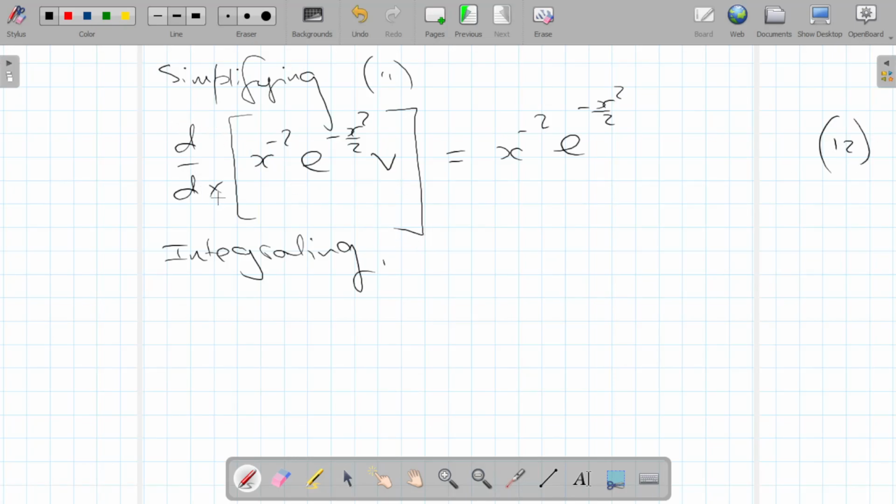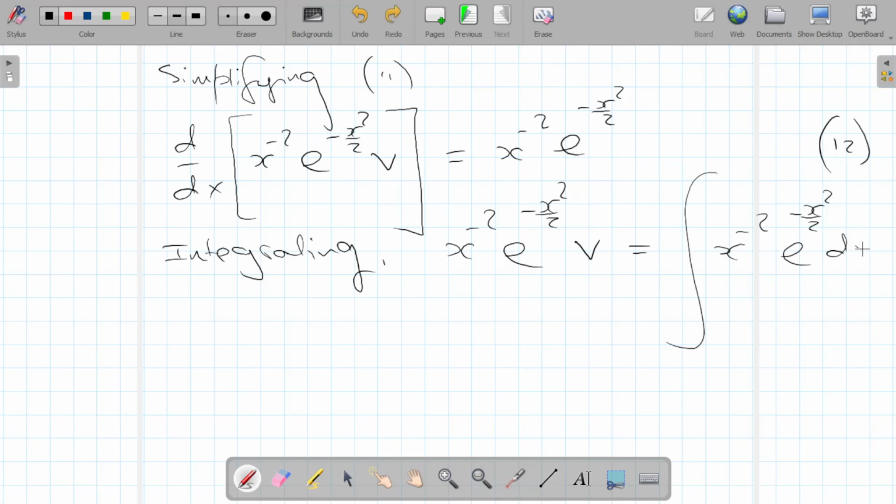So the d by dx on the left-hand side disappears, and all we're left with is x to the minus 2 e to the minus x squared over 2 v, and that's equal to the integral of x to the minus 2 e to the minus x squared over 2 dx. Right, now let me just write that more clearly. Now this term on the right hand side is not trivial to integrate.